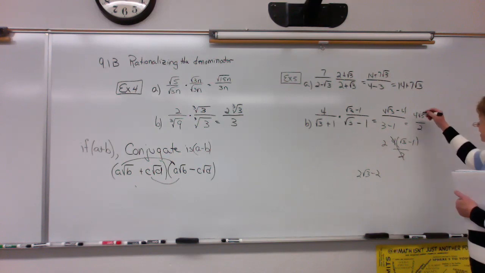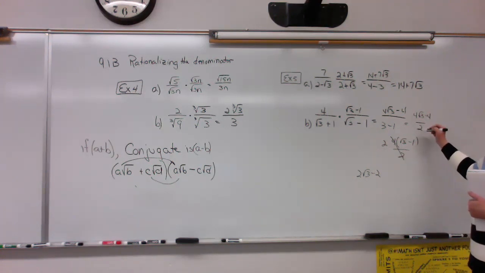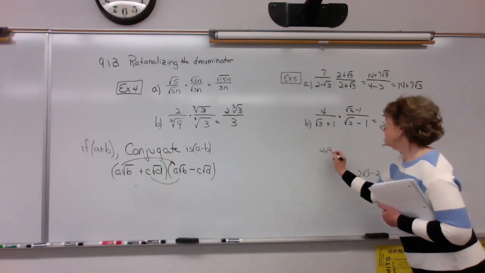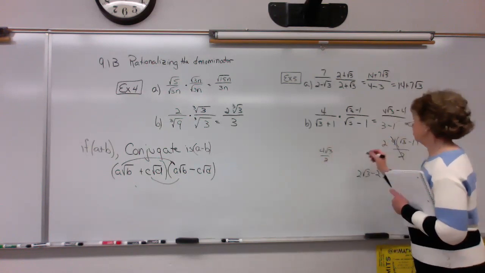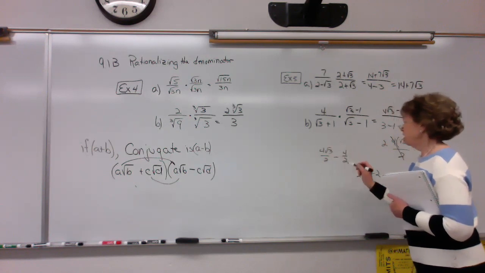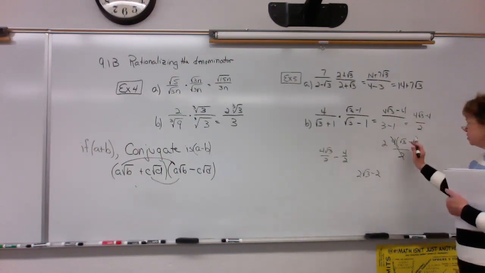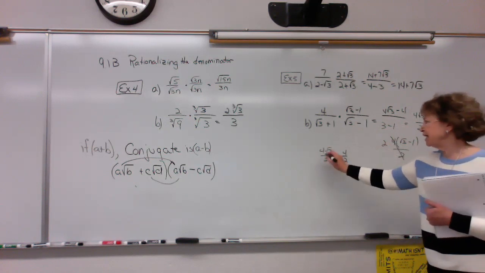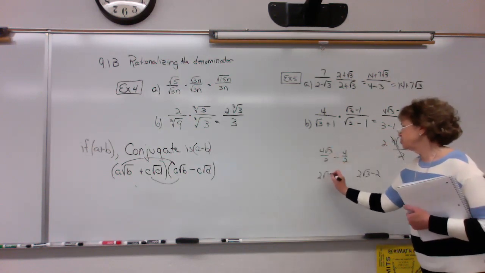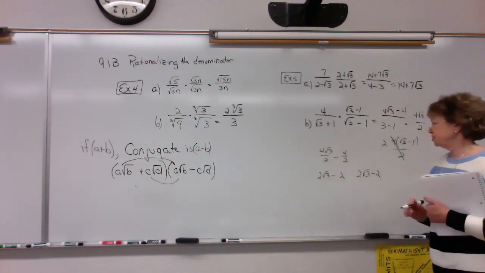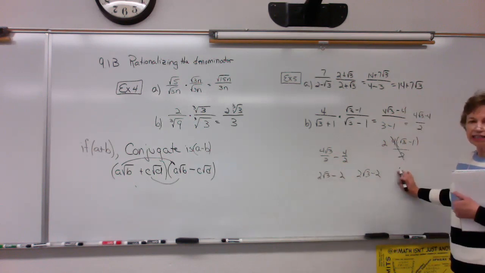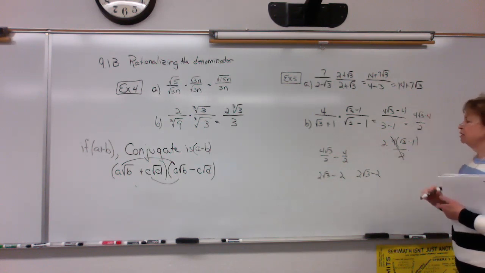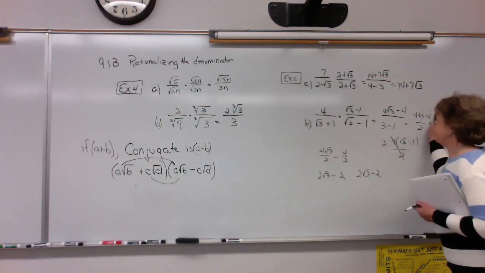Do not cancel up here. You must factor before you can cancel. This is really 4 root 3 over 2, that's a common denominator, minus 4 over 2. So if you don't like to factor and then cancel, you can write them over the common denominator and cancel each part and end up with 2 root 3 minus 2, just like we did when we factored and canceled. The main thing is, these don't cancel. I hope nobody makes that mistake.